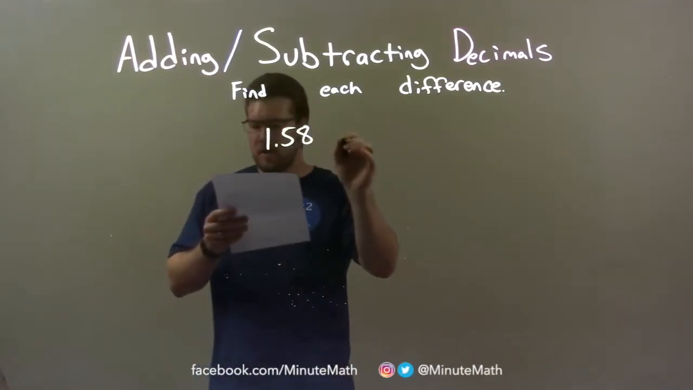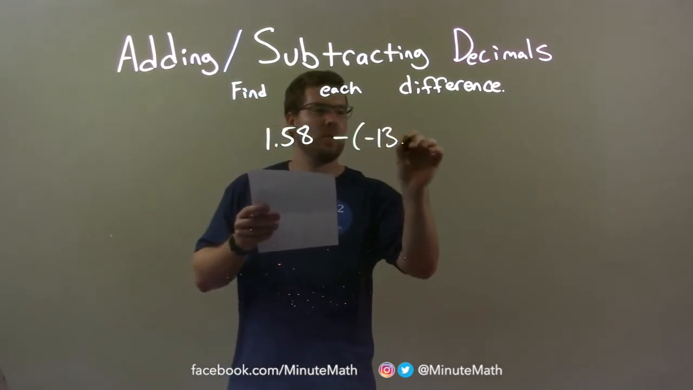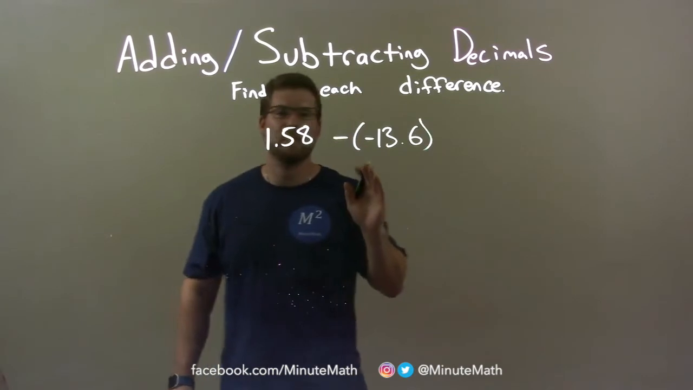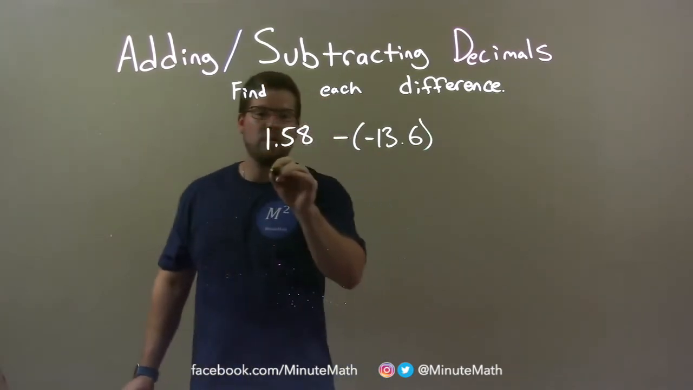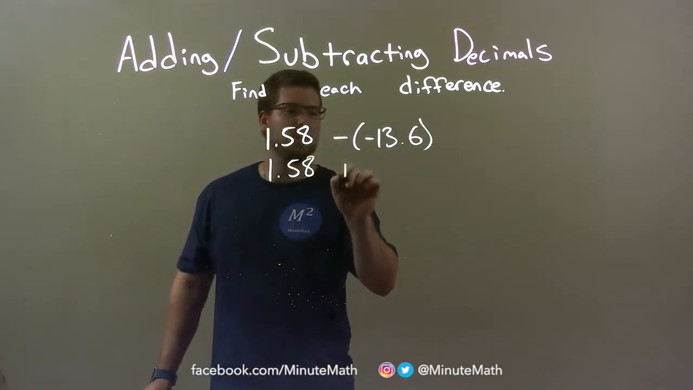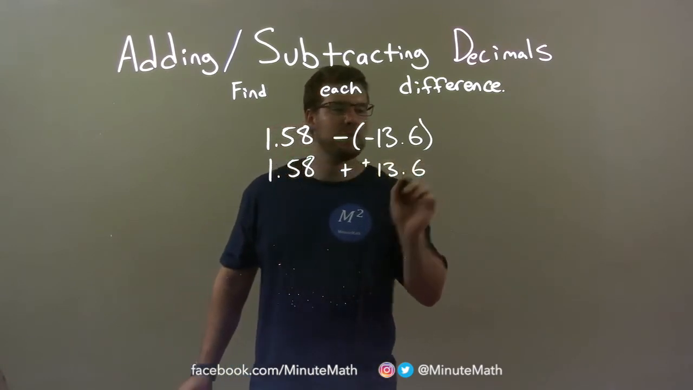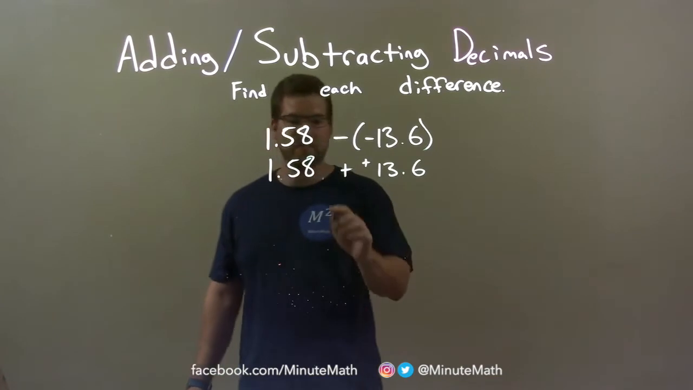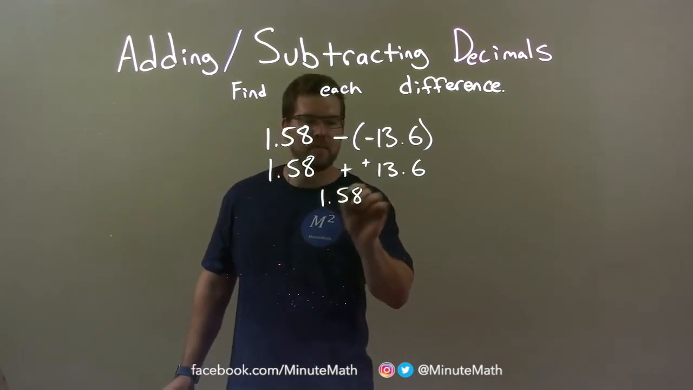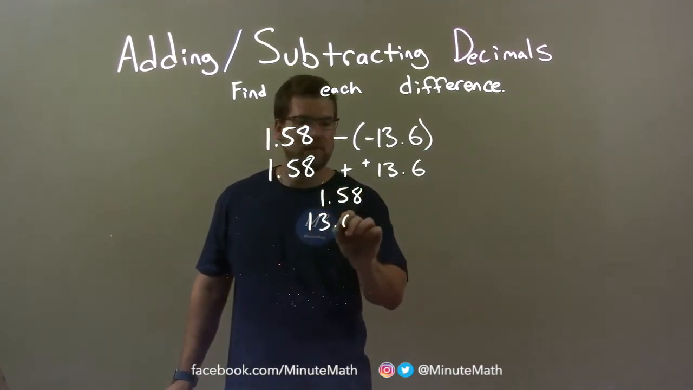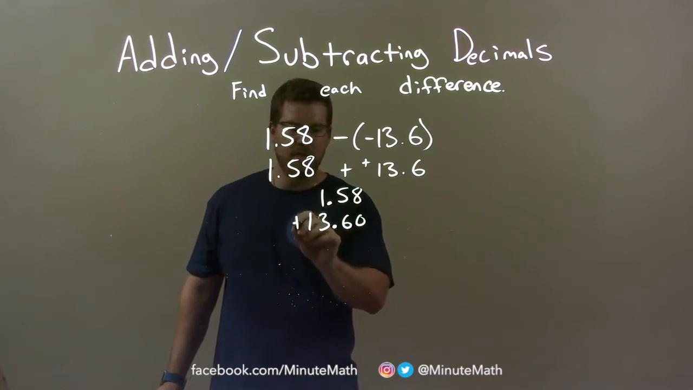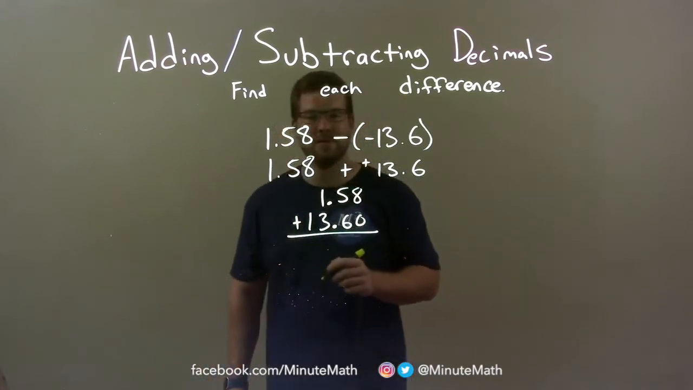1.58 minus a negative 13.6. Well, we know subtracting a negative is the same thing as adding a positive. So we have 1.58 plus a positive 13.6. Now this problem is so much easier to solve. I just got to line it up and add it. 1.58, 13.6, put a 0 so the digits match up. Make sure these decimals match up. And let's add them together.